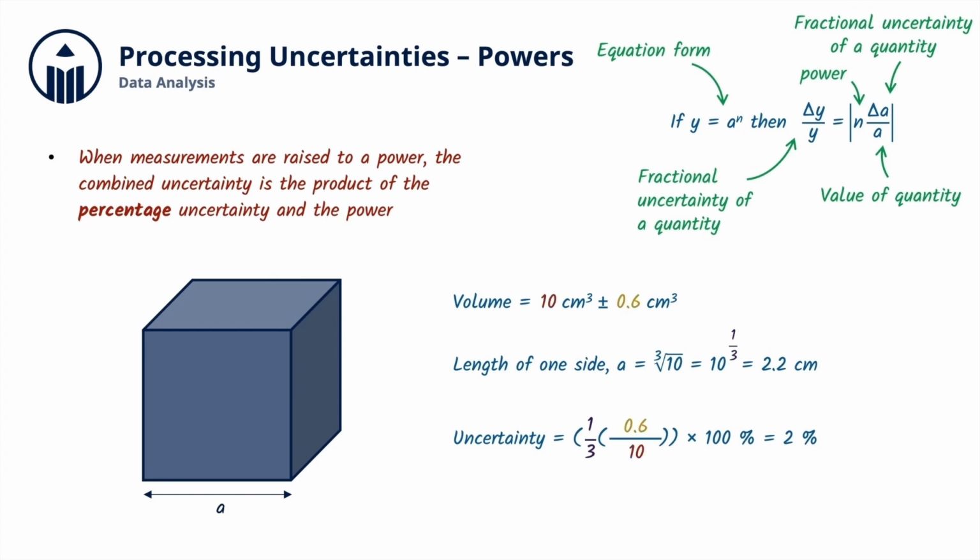If we were cubing the length of one side to get the volume, we would multiply the fractional or percentage uncertainty by 3, but because we are cube rooting it, it makes sense that instead we are dividing by 3. Therefore, the length of one side is 2.2 centimeters plus or minus 2%. If instead you wanted the area, you would need to take the square root and therefore halve the percentage uncertainty.